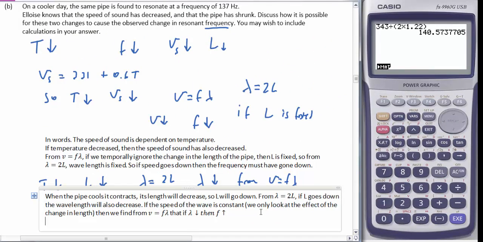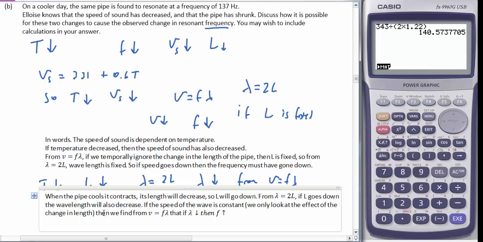go up. And so the question is, well, this one's saying frequency is going to go down, this one's saying frequency is going to go up. Well, which one's going to have the largest effect? Well, we can see that every degree change in temperature, there's a 0.6 change in speed. So speed's going to be a huge impact, where the change in the length of the pipe is going to be very little. So the net result is frequency is going to go down.